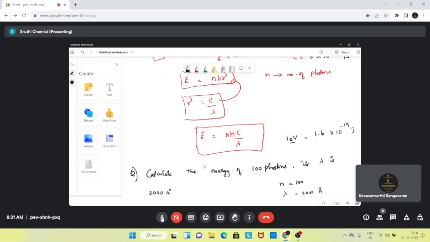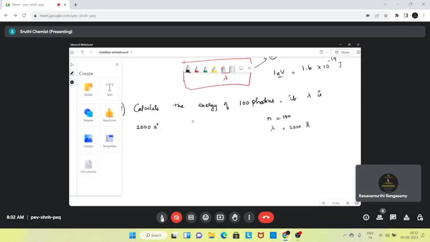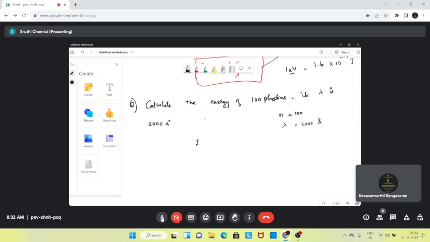So which formula is apt? Whether energy is equal to nh nu or energy is equal to nhc by lambda. nhc by lambda, very good. So we know the value of N. N is 100. Here the problem comes because h is not in meter. The c is in meter per second, and h is in joule second.